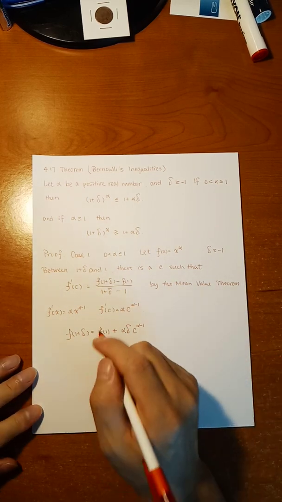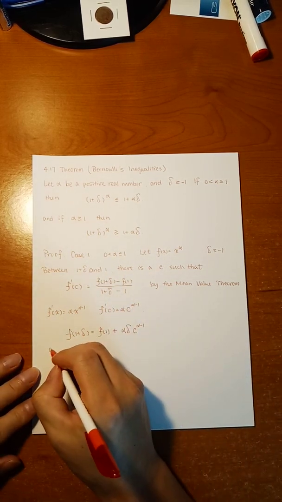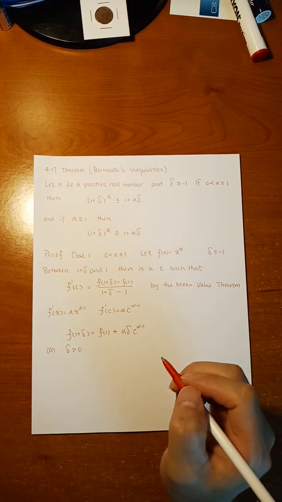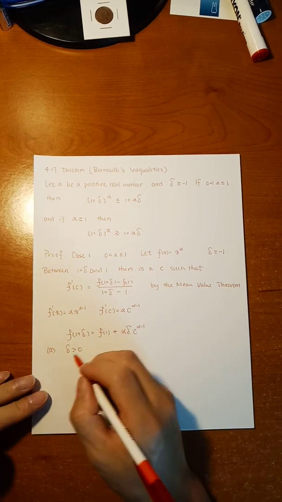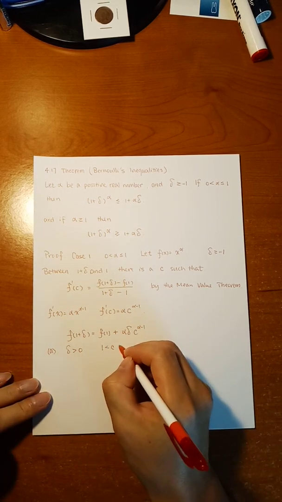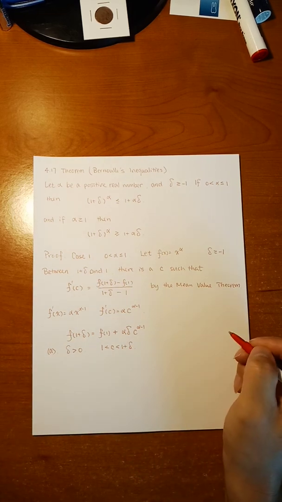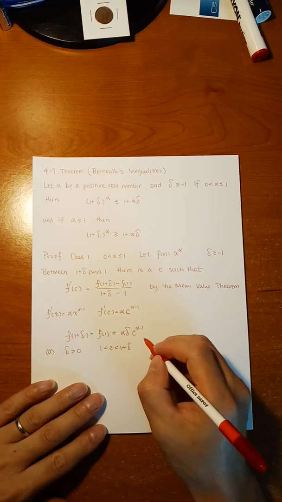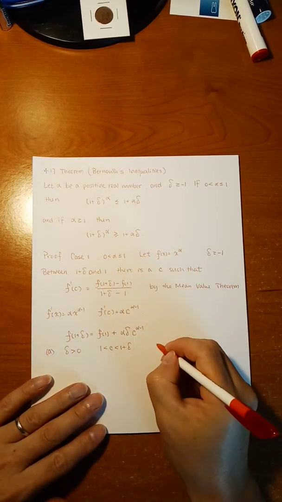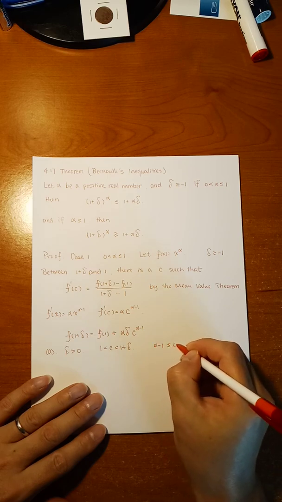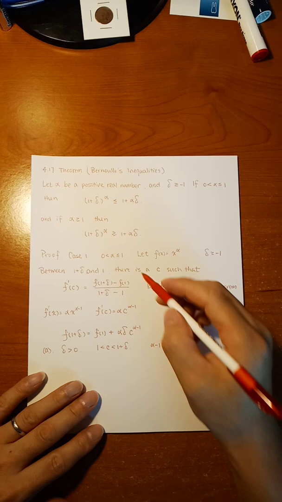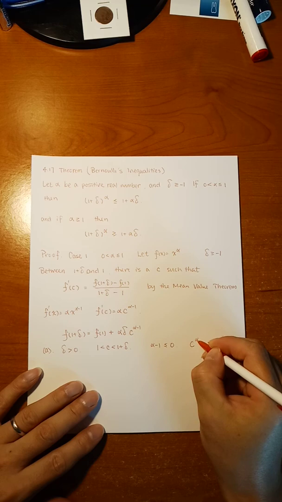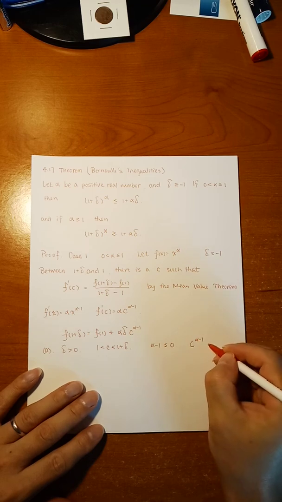Now let's see the discussion. Part A: delta is greater than 0. If delta is greater than 0, c is between 1 and 1 plus delta. So c is positive. But where is alpha? Alpha minus 1 is less than or equal to 0. So c to the power alpha minus 1, what is it?